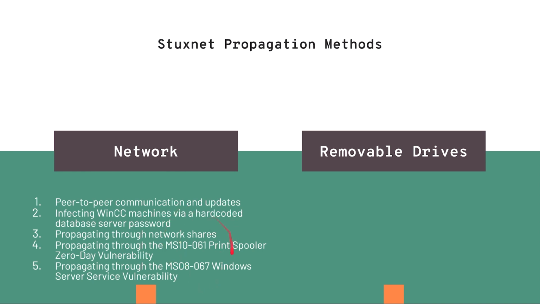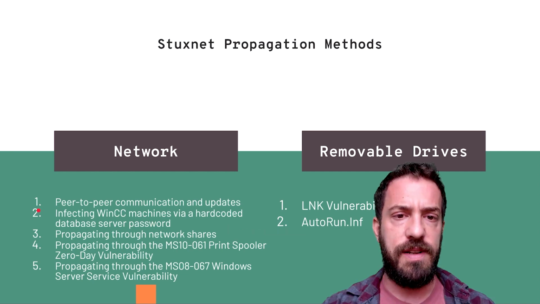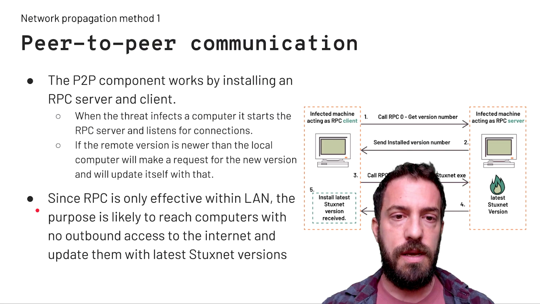So 5 ways to propagate through the network and 2 ways to propagate through removable drives. That will be the LNK vulnerability we'll see, and the autorun.inf, the ability to auto-execute an executable from the drive when the drive is inserted. But let's start going through the 5 network propagation methods.